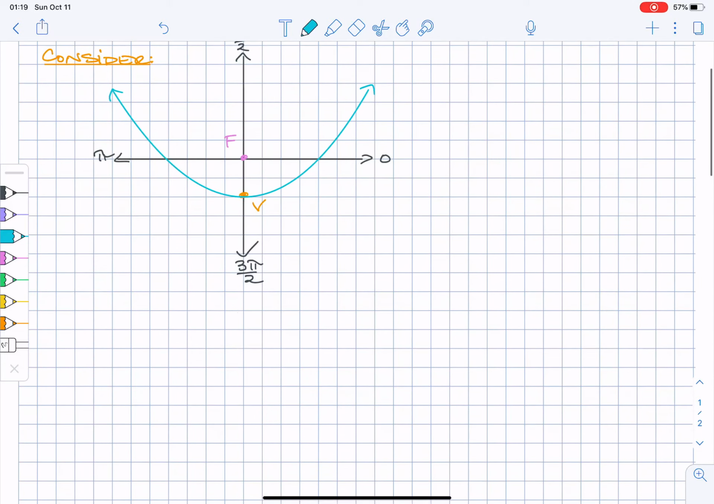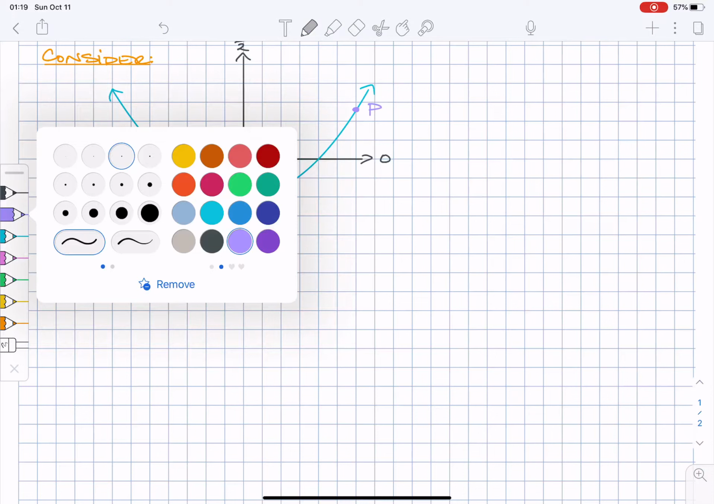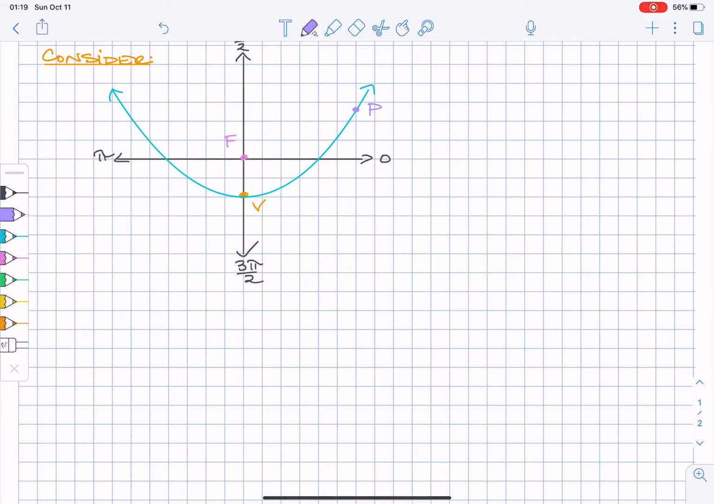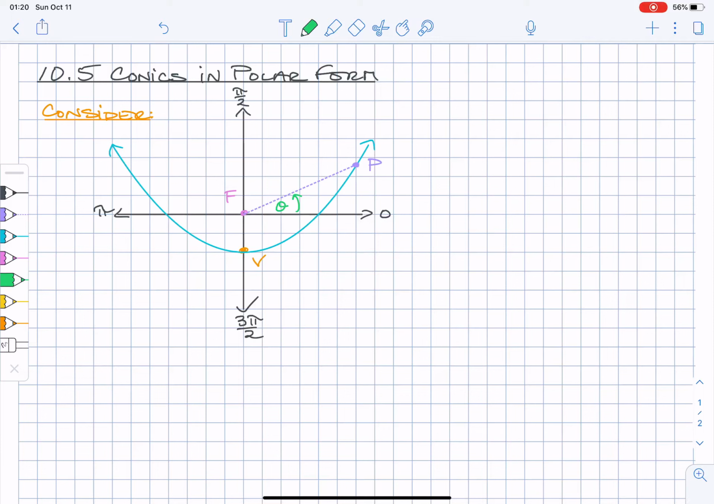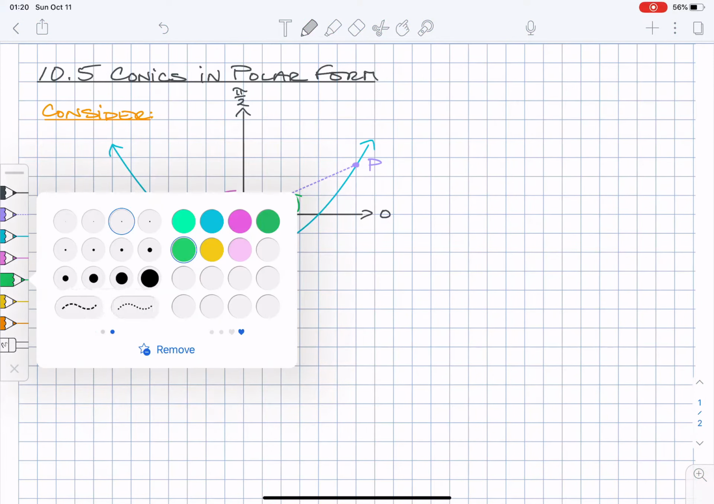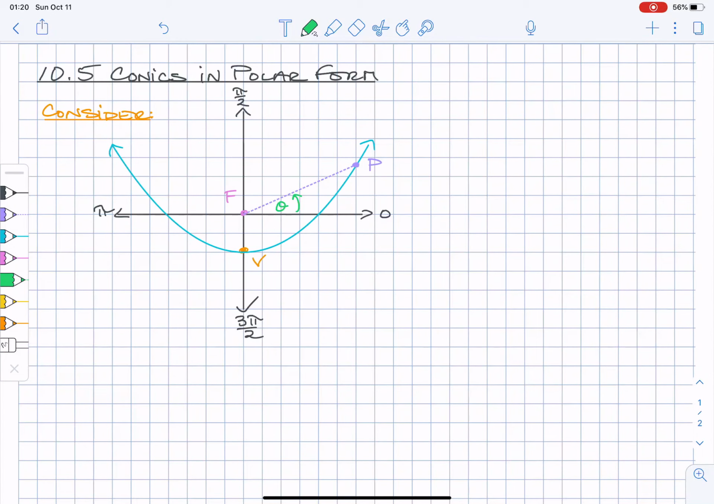Okay, so let's say we have a point P anywhere on this parabola. So I've got the distance from the focus to P, and what that does is it creates an angle theta. Agreed? Because remember, we're now in r comma theta, no longer x comma y. So I claim that, actually let me go ahead and draw my directrix while I'm at it.